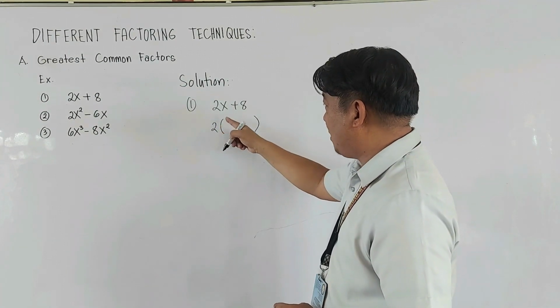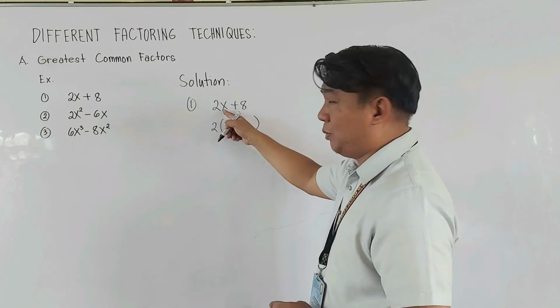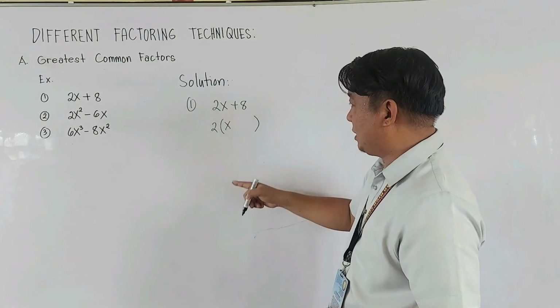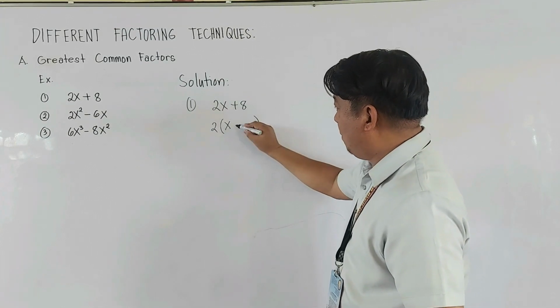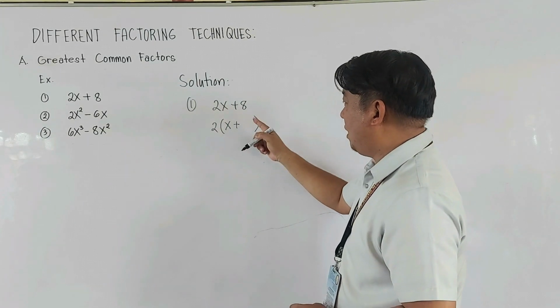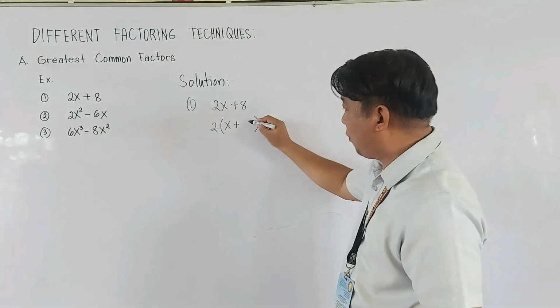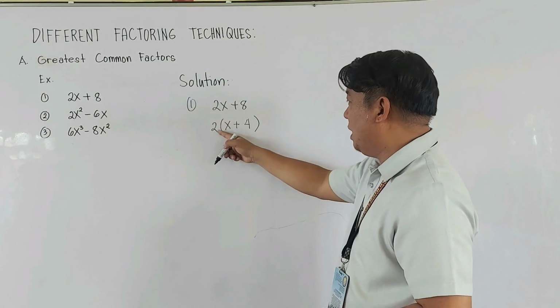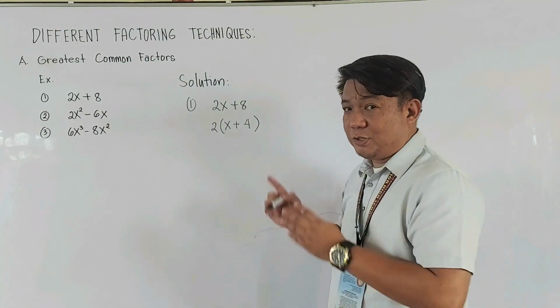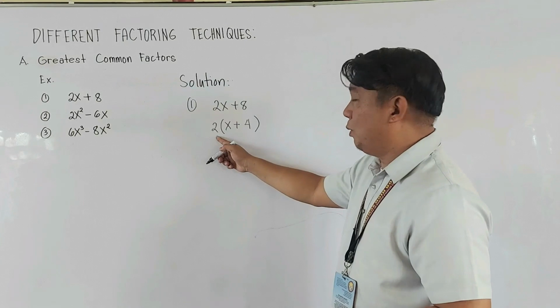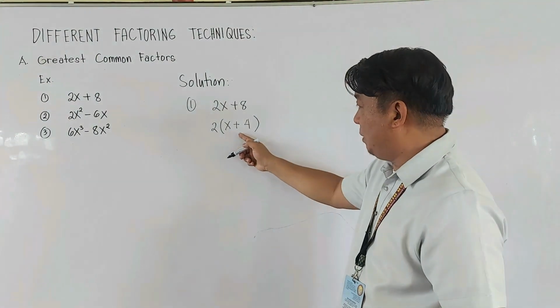So, 2 times x is 2x. X na lang yung matitira doon. And dito, plus, and the number that can be multiplied by 2 to obtain 8 is of course 4. So 2 times 4 is 8. And so our factors of 2x plus 8 is 2 times the quantity of x plus 4.